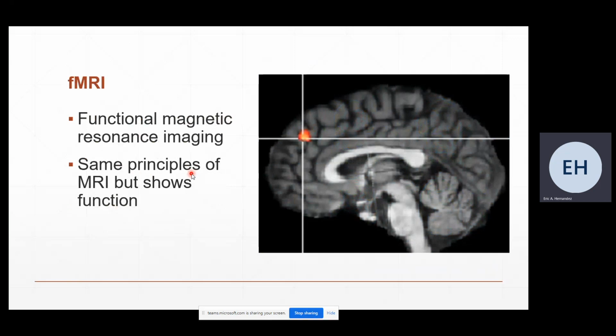fMRI stands for functional magnetic resonance imaging. It has the same principles of MRI, but it allows us to see the function. I like this picture a lot because you can see the brainstem, the pons, the medulla. You can see the cerebellum. You can see the corpus callosum. And you can really see the folds and grooves of the cortex.